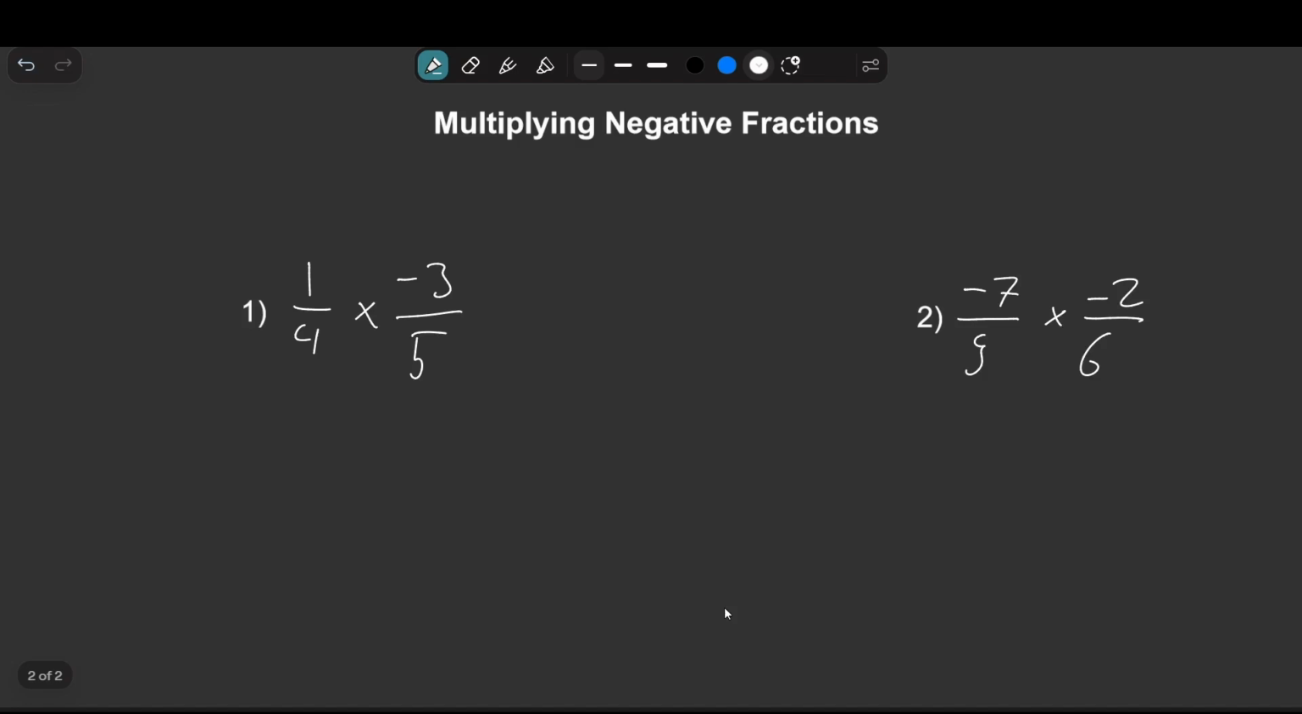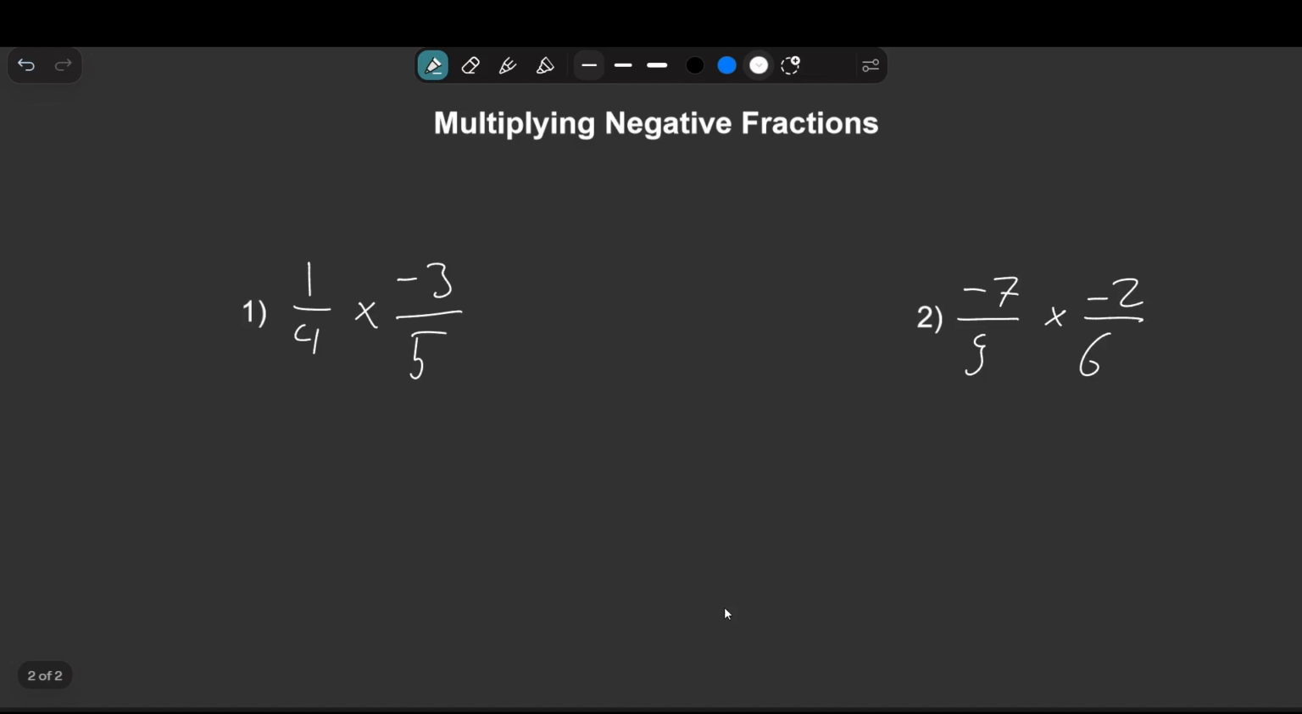Multiplying different signs will equal a negative result, meaning positive times a negative or a negative times a positive will give us a negative result. On the other hand, multiplying the same signs will give us a positive result, meaning positive times positive or negative times negative will give us a positive result.